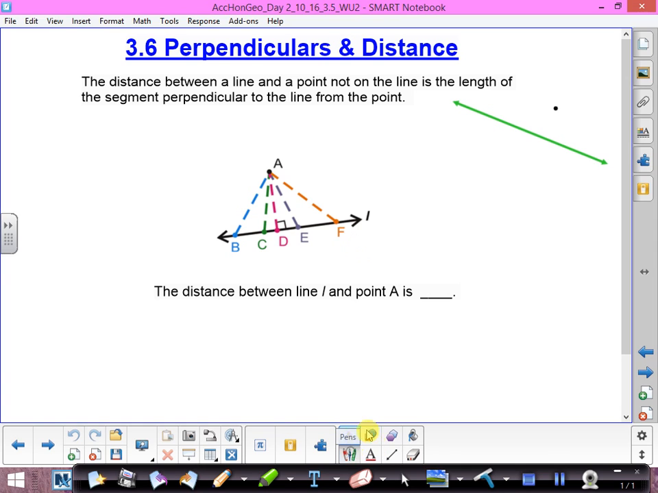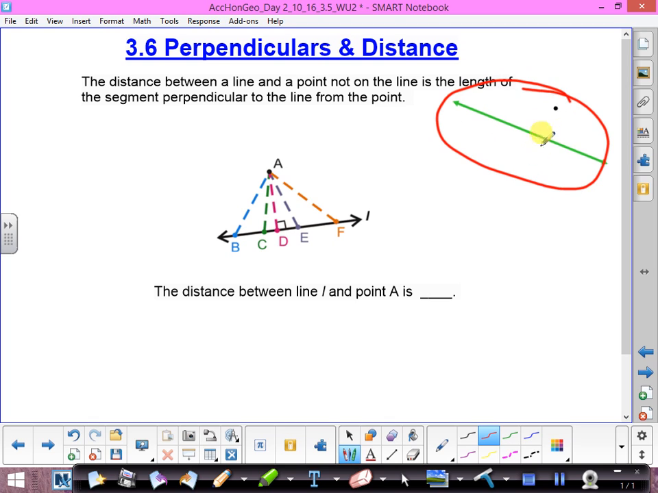When you're thinking about the distance between a point not on the line and a line, you have to find the distance that is actually perpendicular to that line from that point. So the distance between a line and a point not on the line is the length of the segment perpendicular to the line from that point.